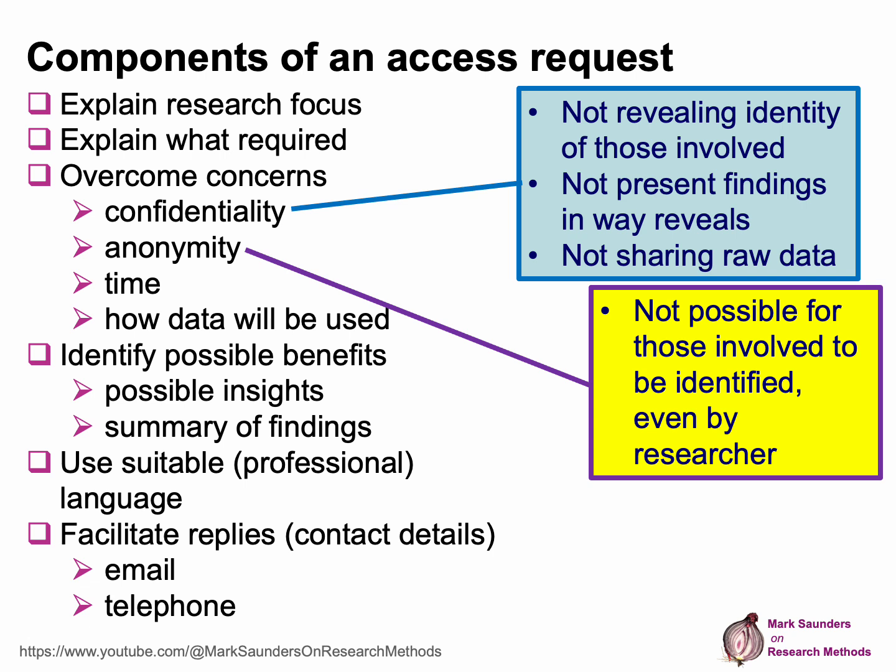We also, in our letter requesting access, need to identify possible benefits, things like the insights that they can gain from this research, and it may be enjoyable to actually talk to somebody, and of course we may offer a summary of the findings, but if we do this we have to send it. The letter, or more likely nowadays email for access, needs to be written in a suitable, normally professional business-like language, and it needs to make it easy for those receiving the letter to respond, so by giving contact details, normally email or telephone.